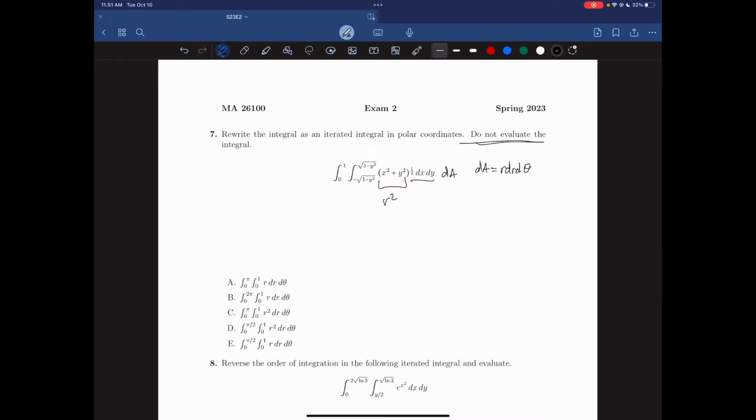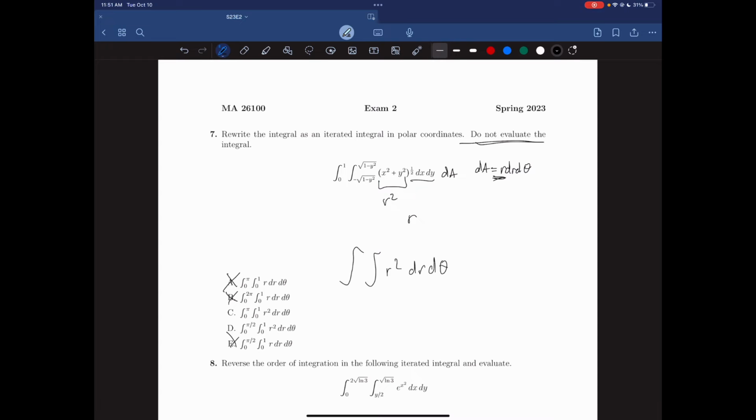And we're taking the square root of that, so the integrand is going to be r from here times our r. So we're going to have r squared. So A is not our answer, B is not our answer, E is not our answer. That makes it very easy.